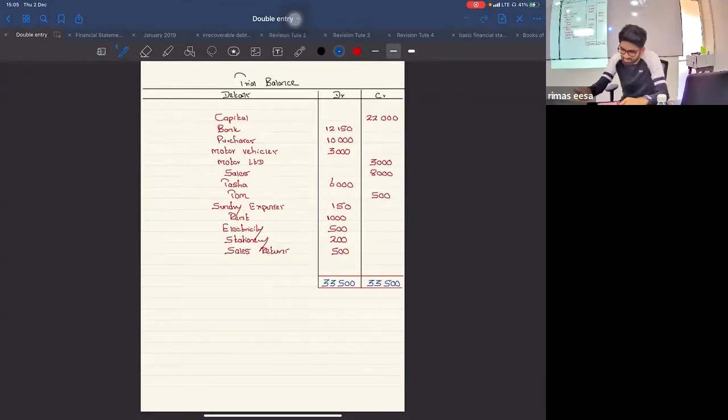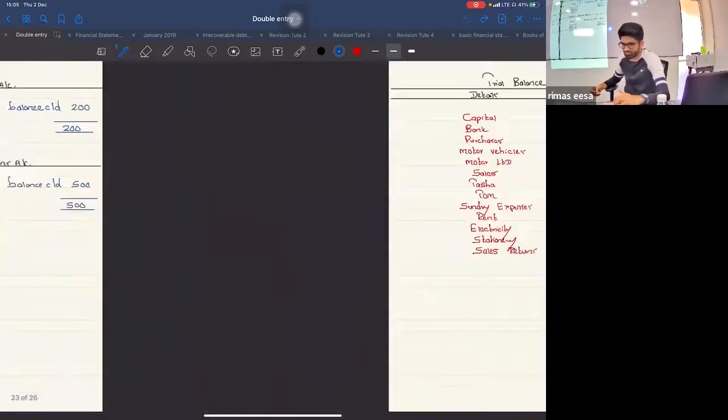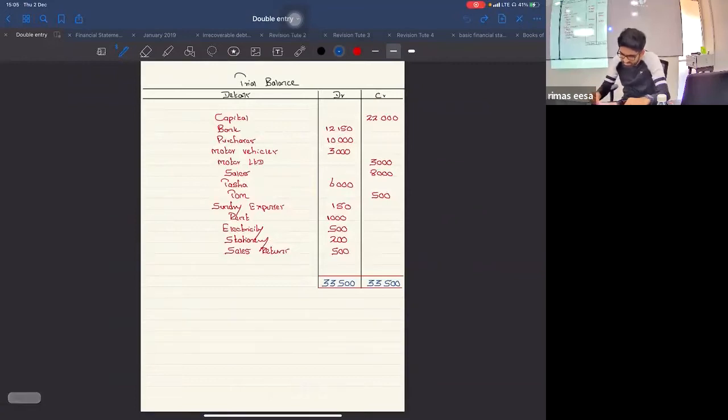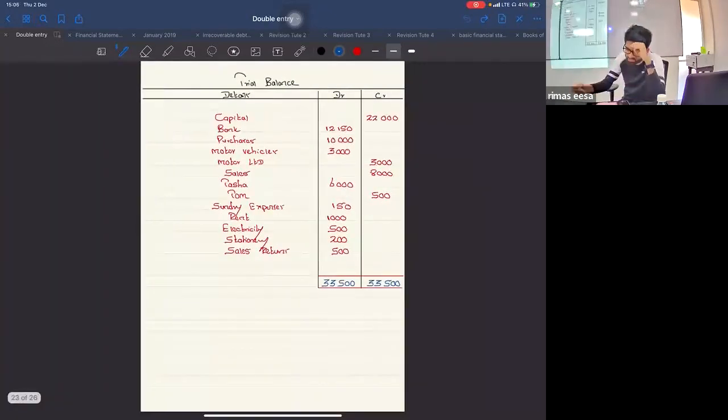Okay. Likewise, when you look at this T account, stationery account, look at the final brought down value. How much is the final brought down value? 200 on the debit side. Look at your trial balance. Can you see you have written stationery 200 on the debit side? Is that clear? Likewise, if I give you one more example, look at sundry expense account. If you look at the sundry expense account, the final brought down value is 150 on the debit side. Can you see 150 is there for sundry expense on the debit side?